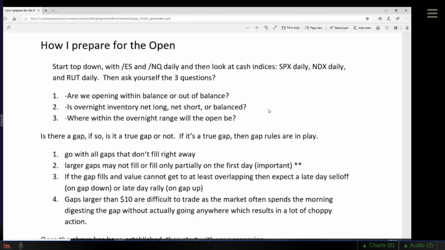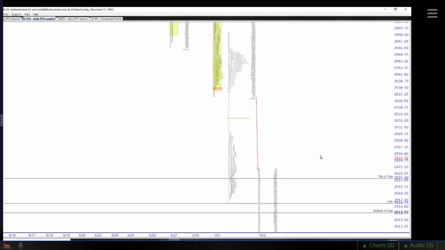All right. Next. Is there a gap? And if so, is it a true gap or not? If it's a true gap, then gap rules are in play. What is a true gap? Okay, the way I define it, a true gap is when you have actual space in between the two trading days. I do not consider a gap to be anything else than that. If a market opens inside of the prior day's range, even if it's far away from the settlement, I don't consider that a gap, and I don't consider filling the gap back to the settlement or close.